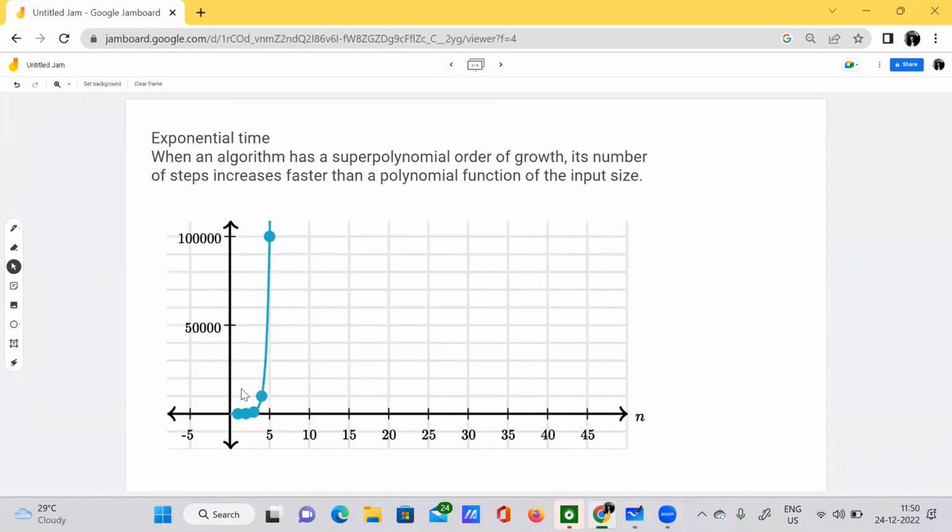This is the exponential. It will instantly increase. Why? Because it's the exponential, right? That is the super polynomial order of growth. What do you mean by this super polynomial order of growth?